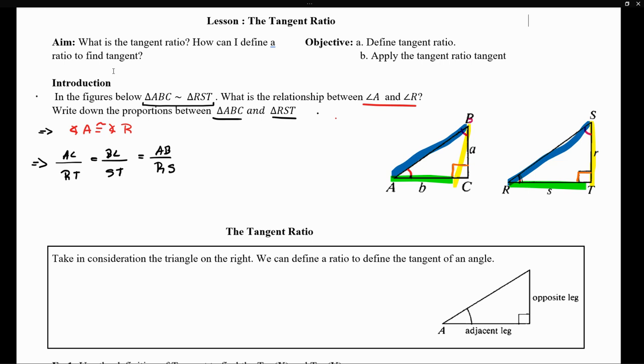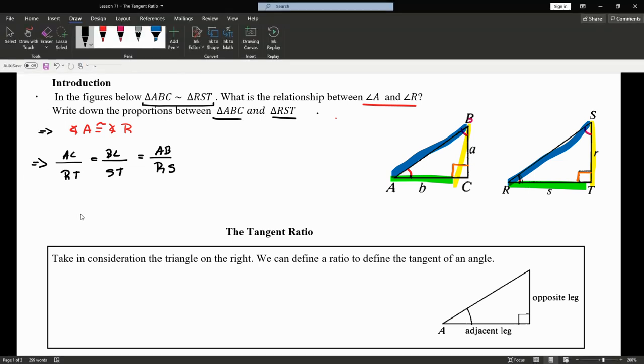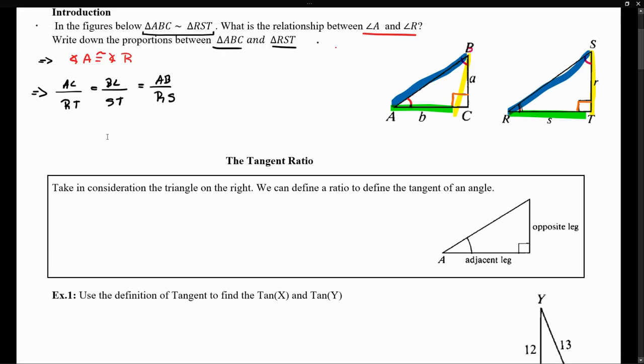So let's just put this idea on the side because we're going to come back to it, and let's actually state the tangent ratio. So what do we mean by the tangent ratio? Well, a tangent is a function. We're going to consider tangent as being a function. But what kind of a function? Well, let's see. Taking into consideration the triangle on the right-hand side, we can write down a ratio to define the tangent of an angle.